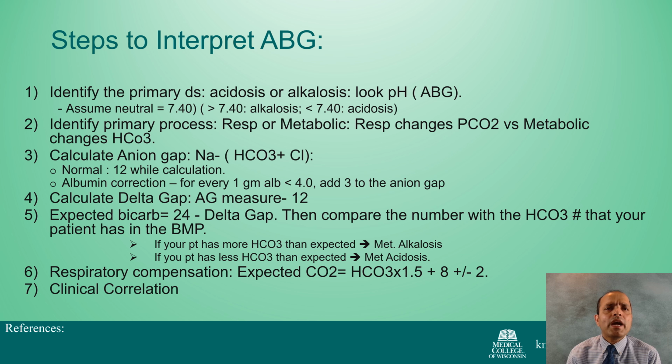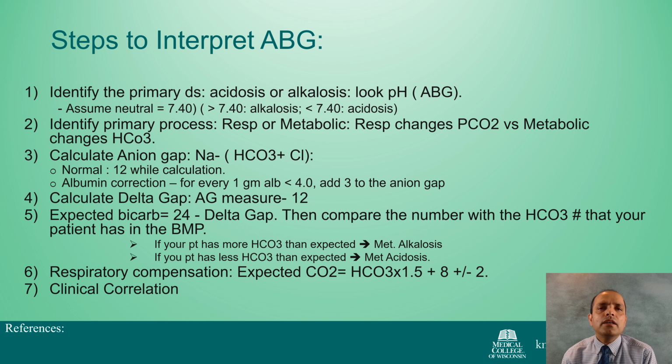So once you know the primary disorder, then you identify the primary process. How do you do that? Let's say your patient has acidosis and has high carbon dioxide. Most likely it's from respiratory acidosis. On the other hand, acidosis with low carbon dioxide is most likely from metabolic origin. Then you calculate the anion gap. How do you calculate the anion gap?